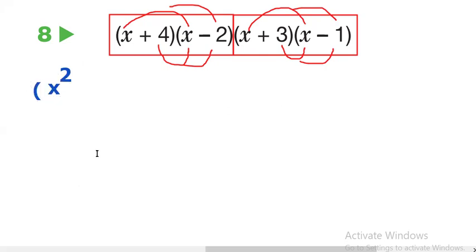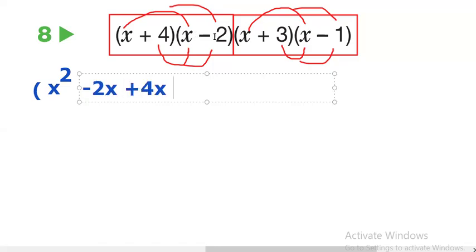So this is the first bracket. The answer of this one will be inside a bracket. So X squared, and then X times negative 2 is going to be negative 2X, like this. And then 4 times X is going to be positive 4X. And then 4 times negative 2 is going to be negative 8. And then you close the bracket like this.